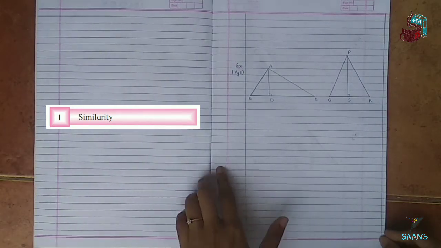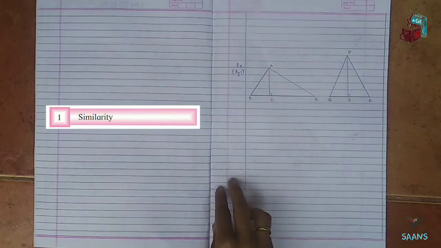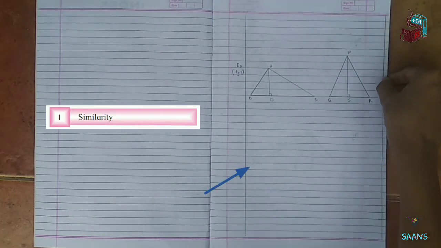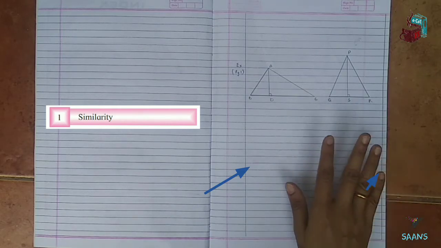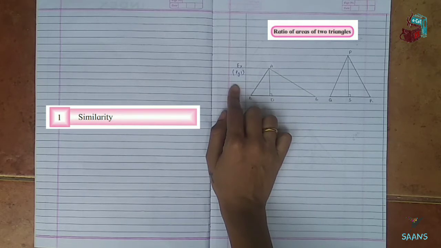Your presentation should look somewhat like this. Draw a thick line on the left, then a small thin line on the right, so that nothing gets overlapped. Then you draw the figures. We are going to do example 1 on page number 1.